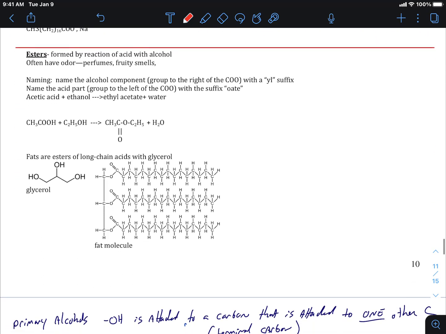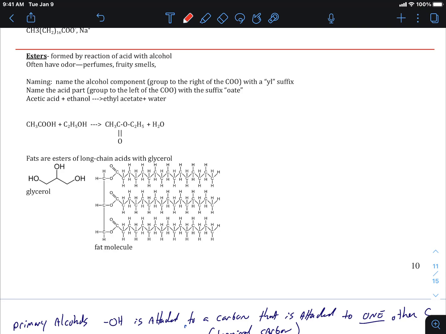Esters. Esters are formed by the reaction of an acid with an alcohol. Oh, now you know what a carboxylic acid is, and now you know what an alcohol is. So when these combine, we get what's called an ester. An ester is a molecule that's most associated with smells, perfumes, fruity smells.